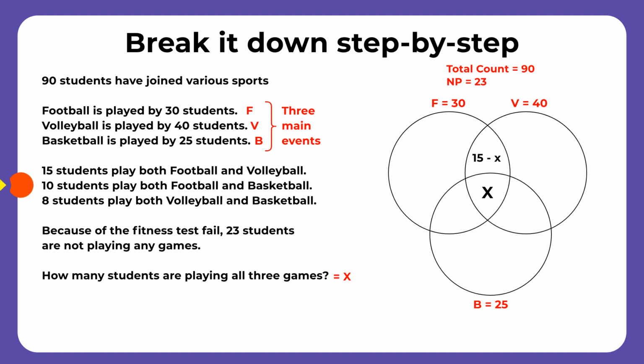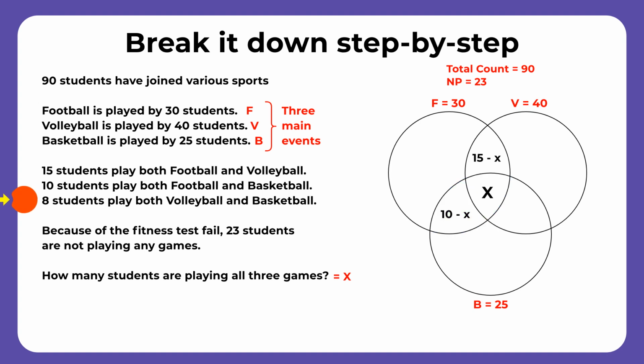We're then given that 10 students play both football and basketball. And these students are represented by this shaded region here. In order to find the number of students which lie in this outer part, the sum must be equal to 10. Therefore the outer part would be 10 minus x, because 10 minus x plus x would be equal to 10. Now moving toward the next fact.